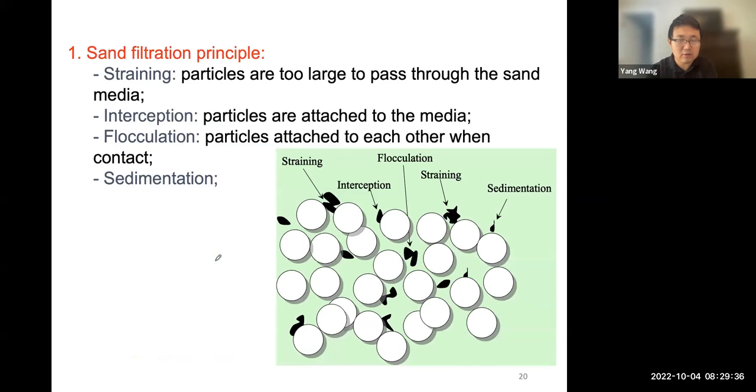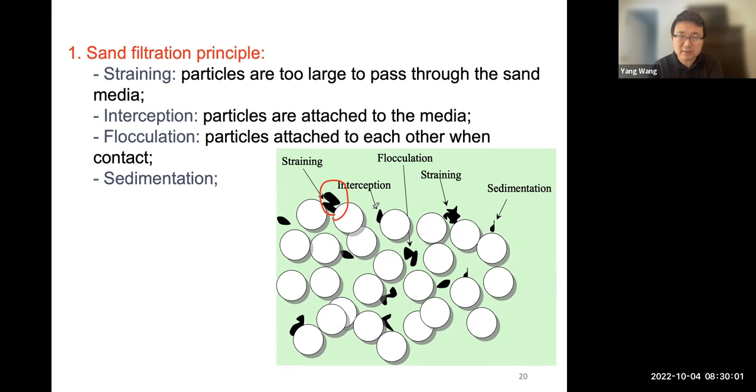Okay, so there are different types of filtration principles for sand filtration. There is straining. Straining means that the particles are just too large to pass through the sand media. You can think of that as a sieve, right? If you have larger chunks of materials, they will just get blocked, like in a screening process. So this is straining, because the particle is too large.